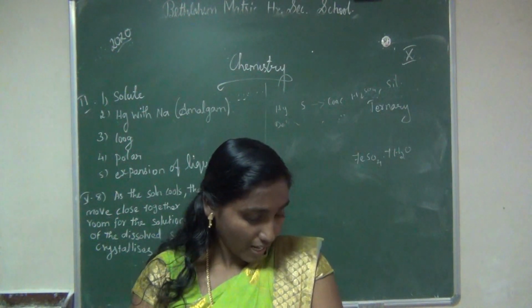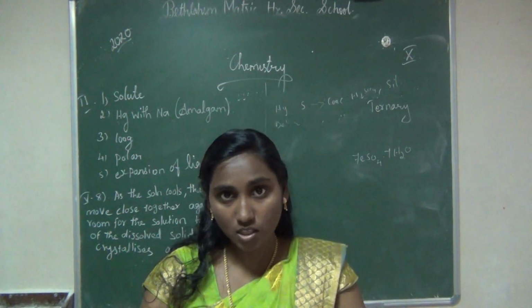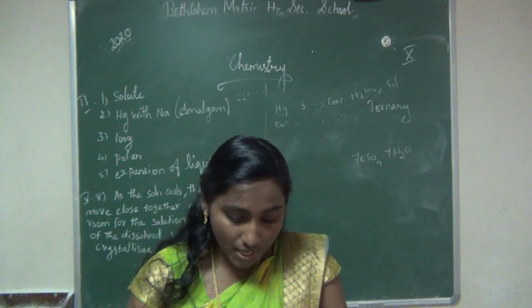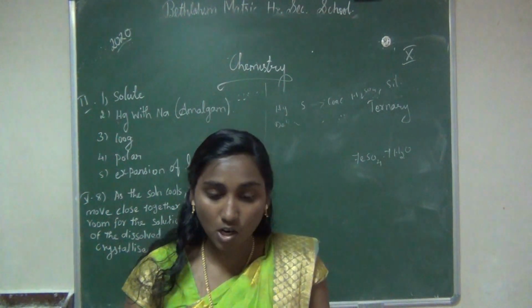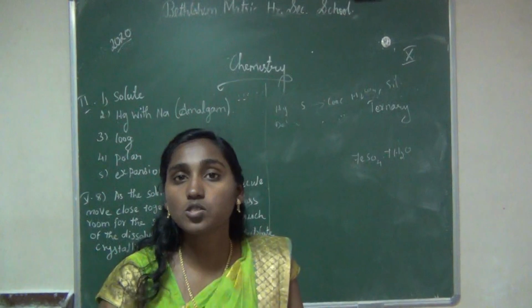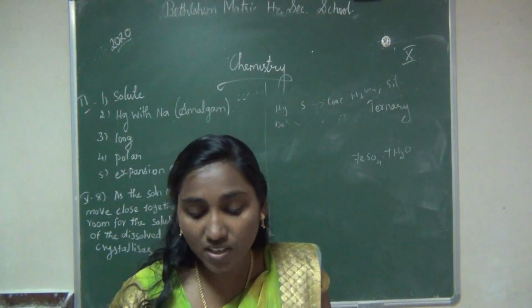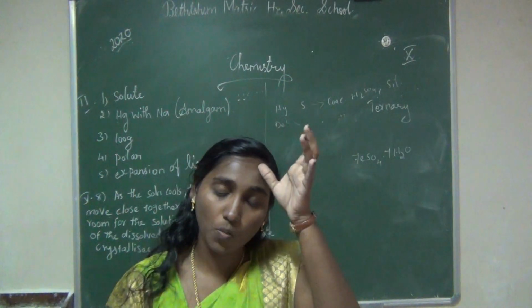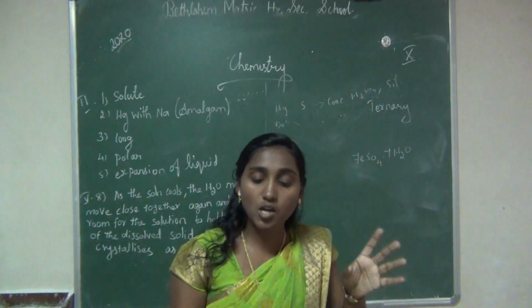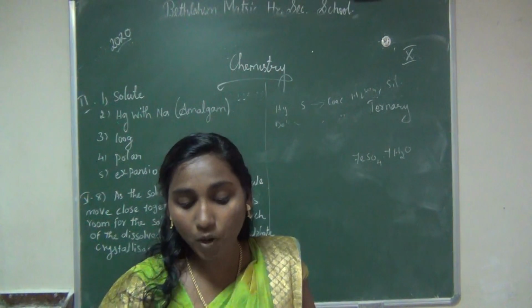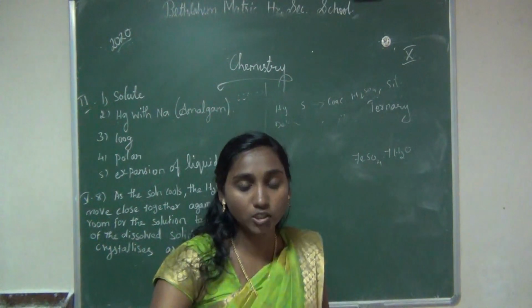So first one, write a note on saturated and unsaturated solution. This one we marked already. Then factors affecting solubility, also marked. Factors affecting solubility is a very important question. Then the third one: what happens when MgSO4.7H2O, magnesium sulfate heptahydrate, is heated? Write the appropriate equation. We need to write the equation.